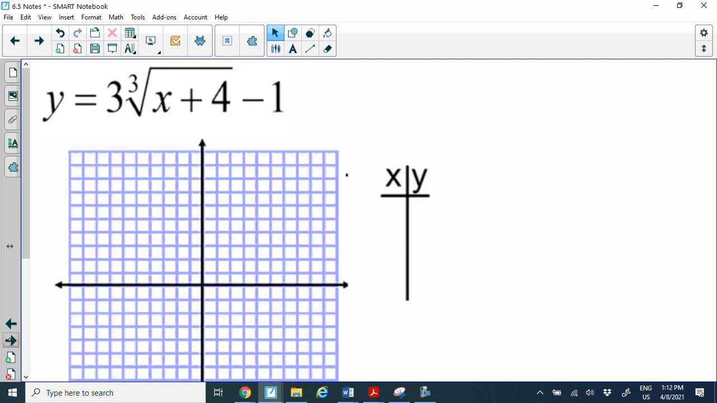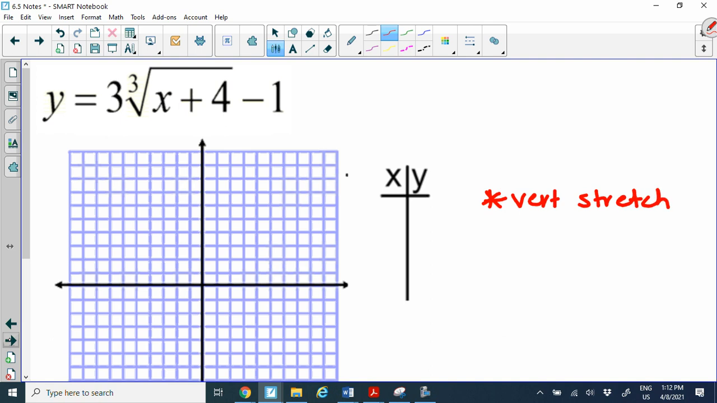Now let's apply this to an example. We have y equals 3 times the cube root of x plus 4, minus 1. So let's write out some of our transformations. First of all, when we take the absolute value of 3, it's just positive 3. Since that's greater than 1, that's going to be a vertical stretch. Now, just like we did with the square roots, I'm going to graph the parent function. That will involve the a value, but not the h and k. So we are going to do y equals 3 times the cube root of x.